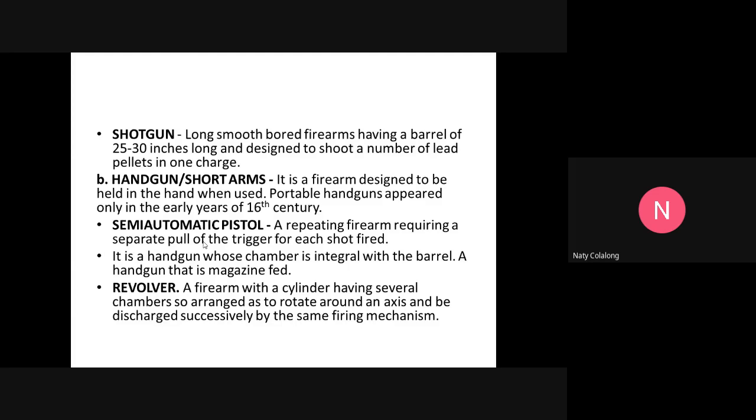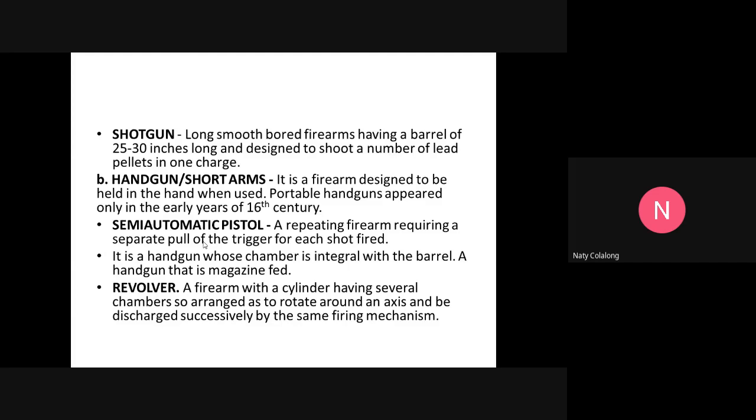The second group of firearms, we have the handgun or short arms. It is a firearm designed to be held in the hand when used. So ito po yung nahahawakan. Kayang iputok ng isang kamay lamang. Kaya tinawag siyang handgun. No? Portable handguns appeared only in the early years of 16th century.